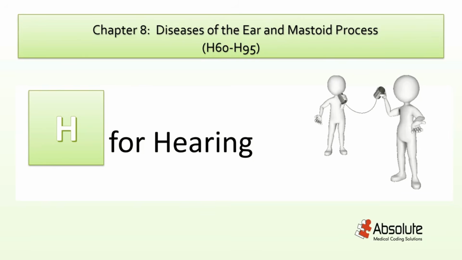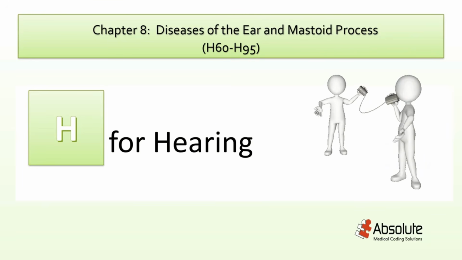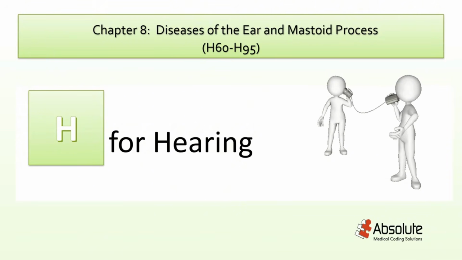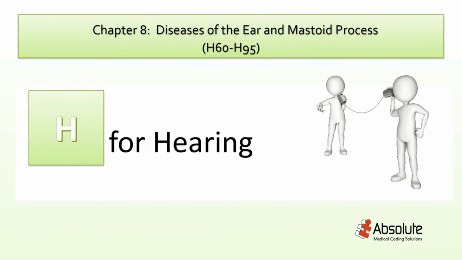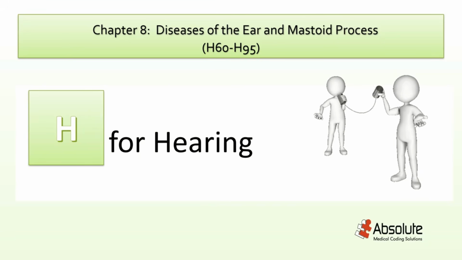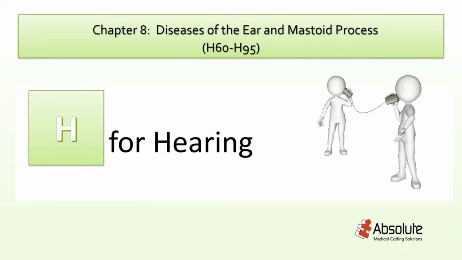Chapter 8, Diseases of the Ear and Mastoid Process, code series H60 through H95. When we think of hearing disorders, because H is for hearing, think of disease. Anytime you have a hearing disorder, it's going to begin with the letter H, a disease of the ear and mastoid process.